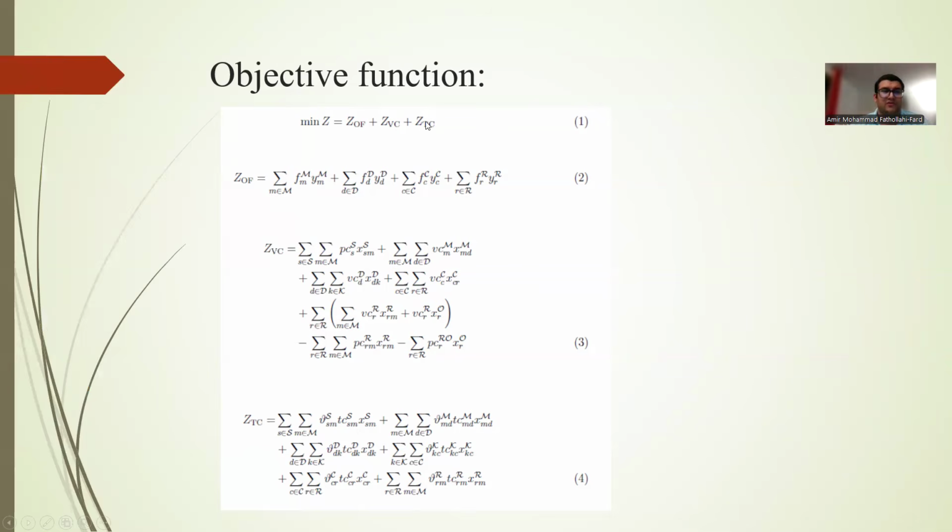And there are also transportation costs, where for transportation there are two factors: geographical distance and transportation costs, and the amount of materials transferred. So based on these three items, we make the objective function.